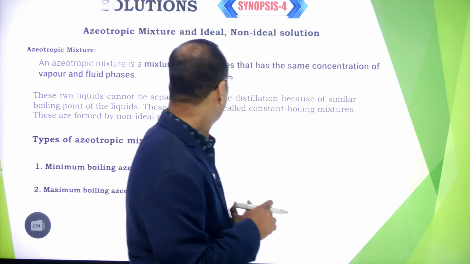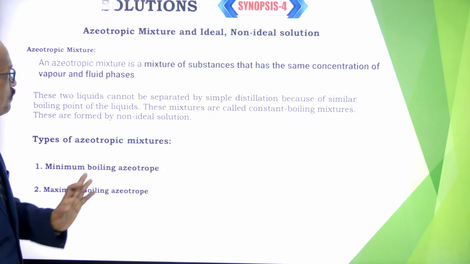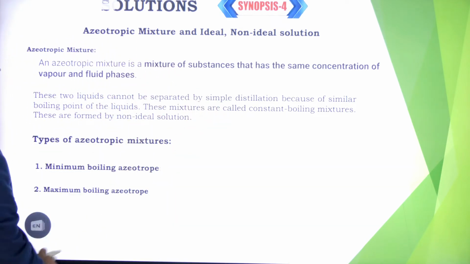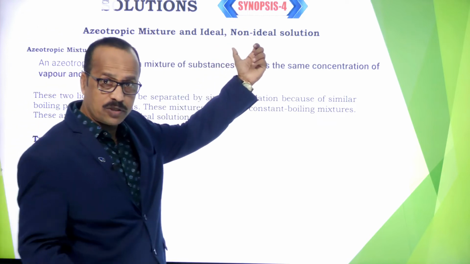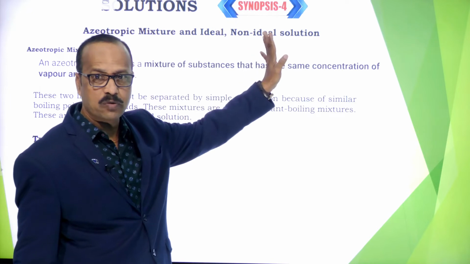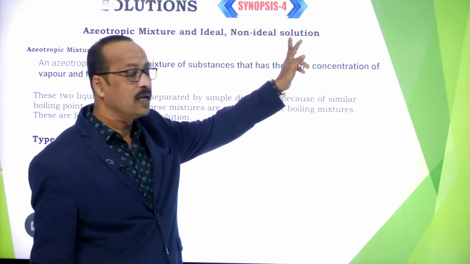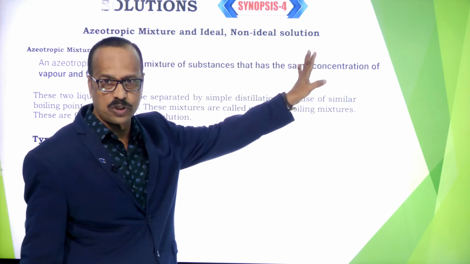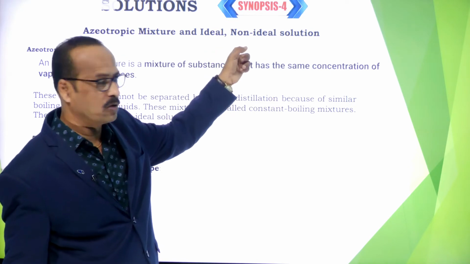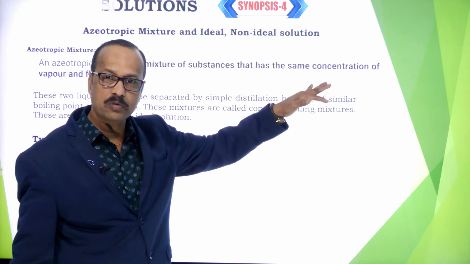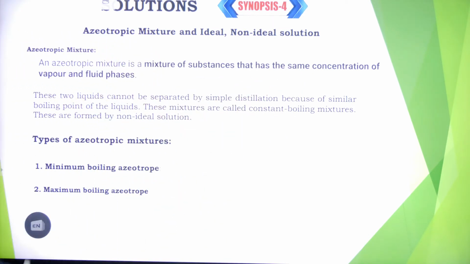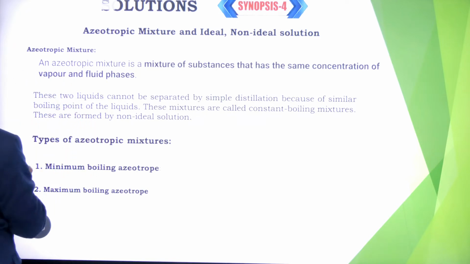I'll explain. So here you see azeotropic mixtures and ideal and non-ideal solutions. Ideal and non-ideal we just discussed, so I'm not going to discuss them again. Ideal solutions obey Raoult's law, non-ideal solutions do not obey Raoult's law. For ideal, delta H is equal to 0 and delta V is equal to 0. For non-ideal, delta H is not equal to 0 and delta V is not equal to 0. Here the interaction forces between solute and solvent molecules are equal to those of solute and solvent; in non-ideal they are not equal. Now let's see azeotropic solution. What does azeotropic solution mean?